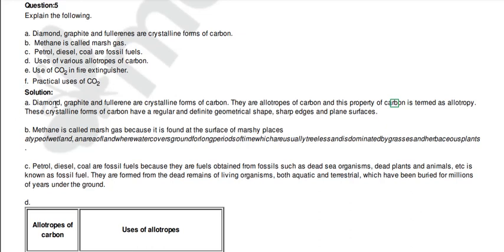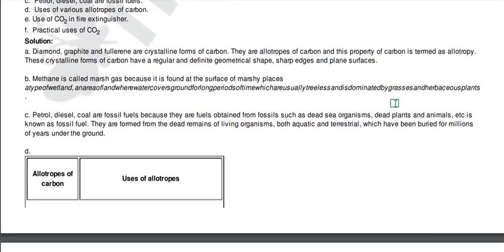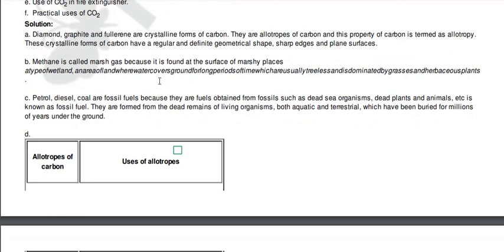Solution. A. Diamond, graphite, and fullerene are crystalline forms of carbon. They are allotropes of carbon, and this property of carbon is termed allotropy. These crystalline forms of carbon have a regular and definite geometrical shape, sharp edges, and plane surfaces. B. Methane is called marsh gas because it is found at the surface of marshy places. A marsh is a type of wetland, an area of land where water covers the ground for long periods of time, usually treeless and dominated by grasses and herbaceous plants.